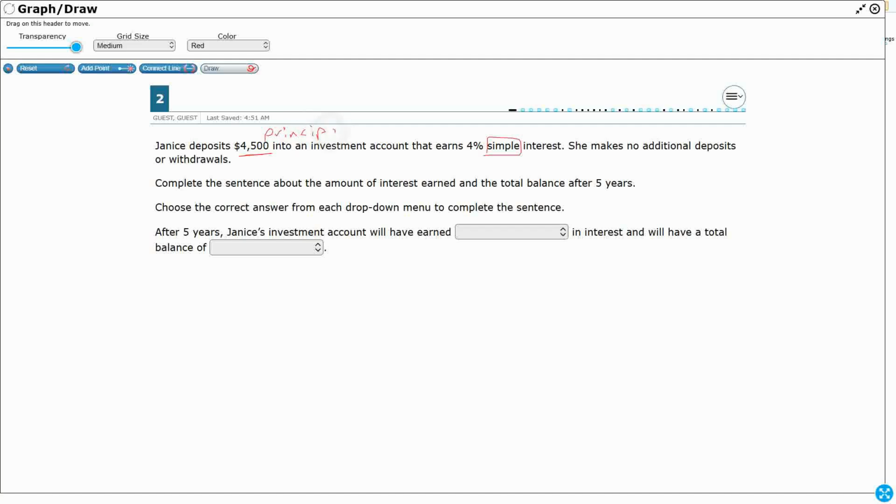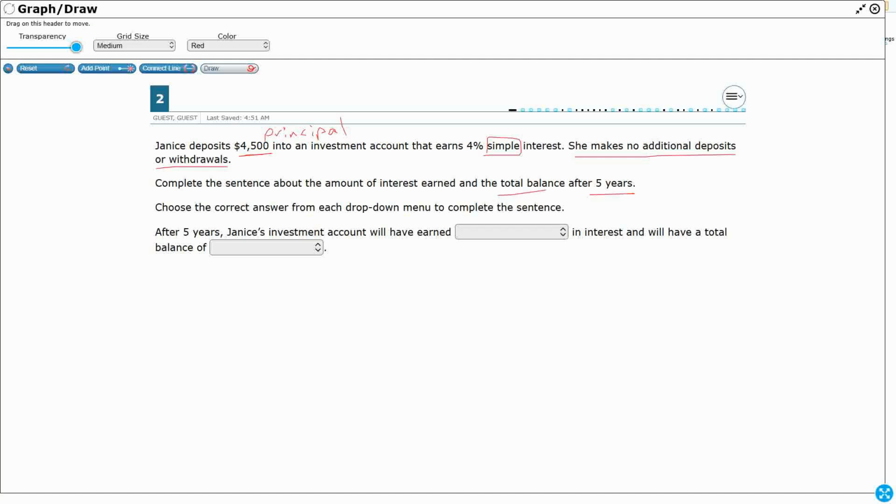Obviously, if you're going to earn interest, the more money you have, the more interest you're going to earn. The reason we need this particular sentence right here is because the principal doesn't change. If the principal changes, like if every month she deposits another $50 or something, well, then that's going to change our calculations every single month. So now we need to figure out what is the total balance after 5 years.